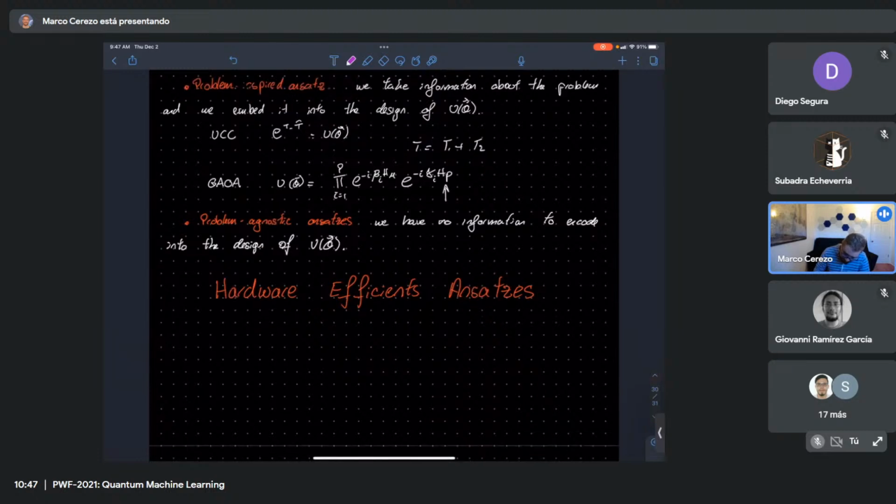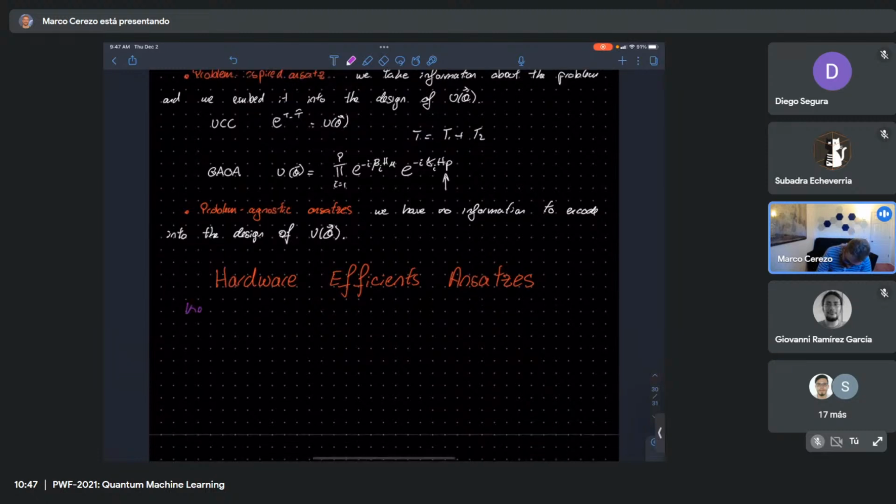So the people that propose this, it's in the paper Kandala et al. It's Nature paper 549, pages 242 to 246, 2017, and it's also in the arXiv 1704.0501.